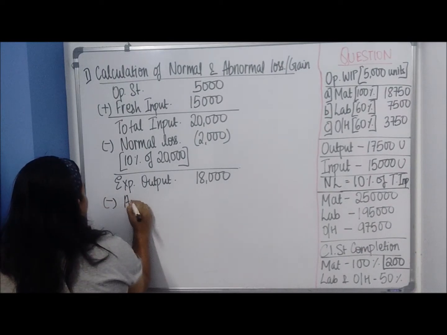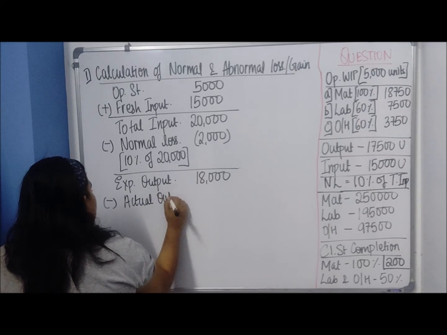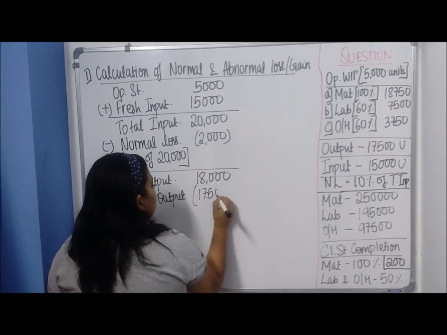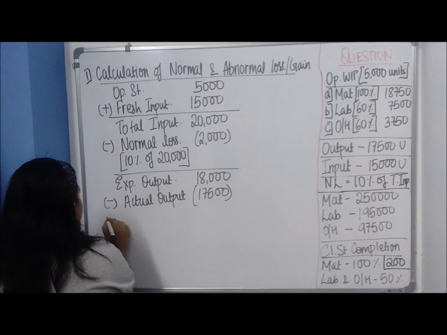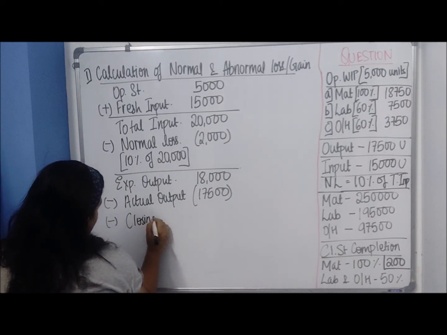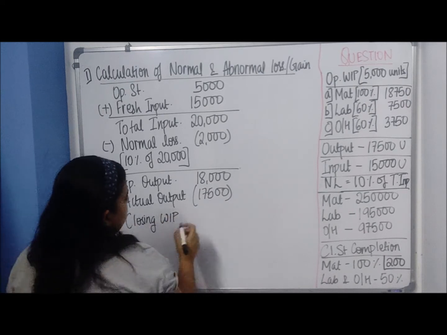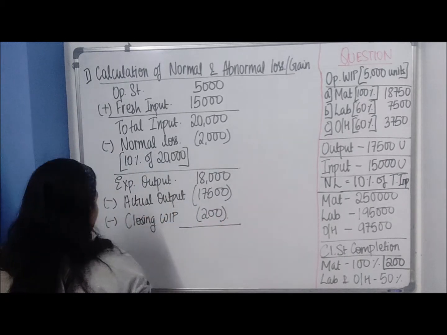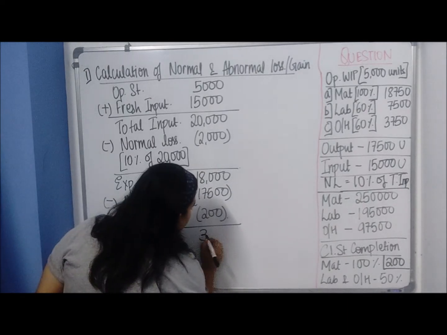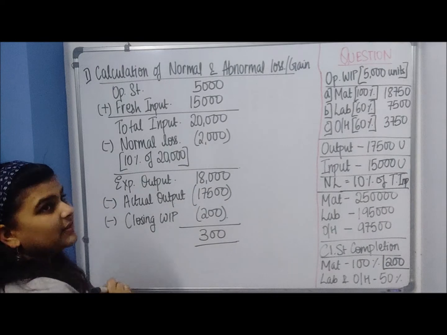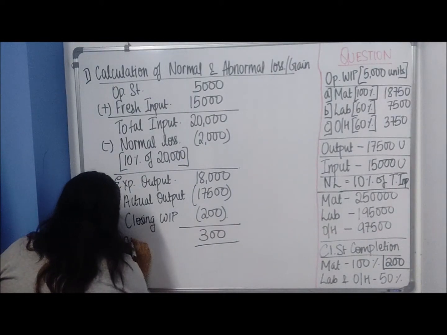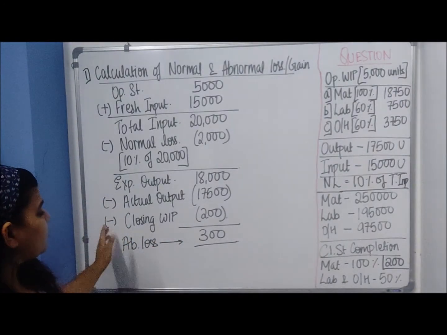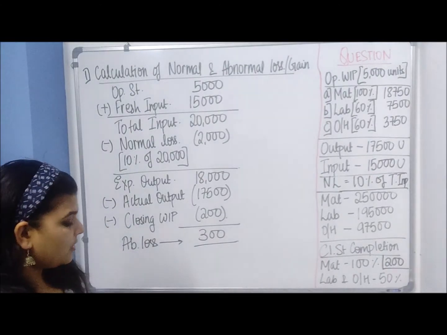Less actual output. Actual output is 17,500 and I have closing WIP as 200 units. So what I get is 300 units. Since it's a positive answer, that means we have abnormal loss. So my abnormal loss is 300 units. This would be our first working where we have calculated our abnormal loss. Let's go ahead.